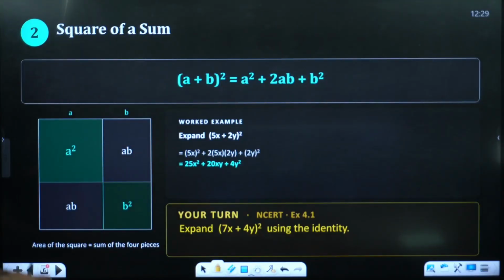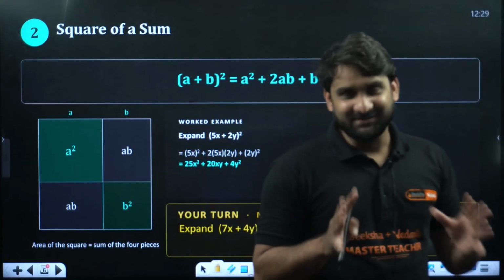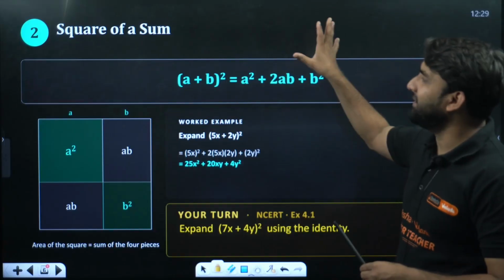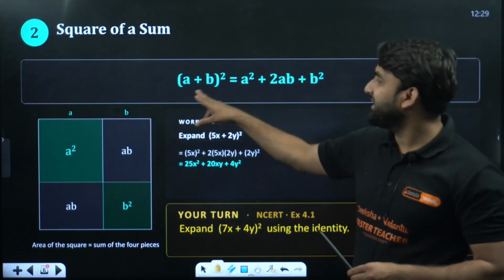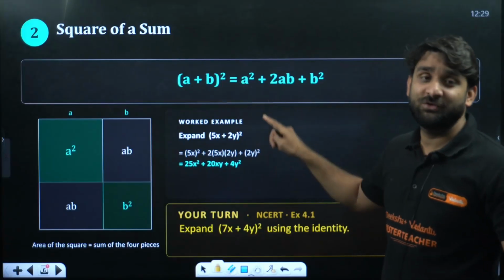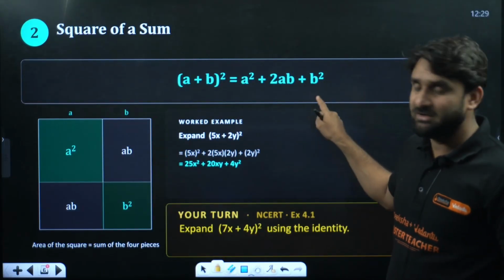Okay, so let's explore the algebraic identities, and in this one we have the first identity, the square of a sum, which is (a + b) whole square. So my dear champion, (a + b)² is equal to a² + b² + 2ab. Please keep this identity in mind.